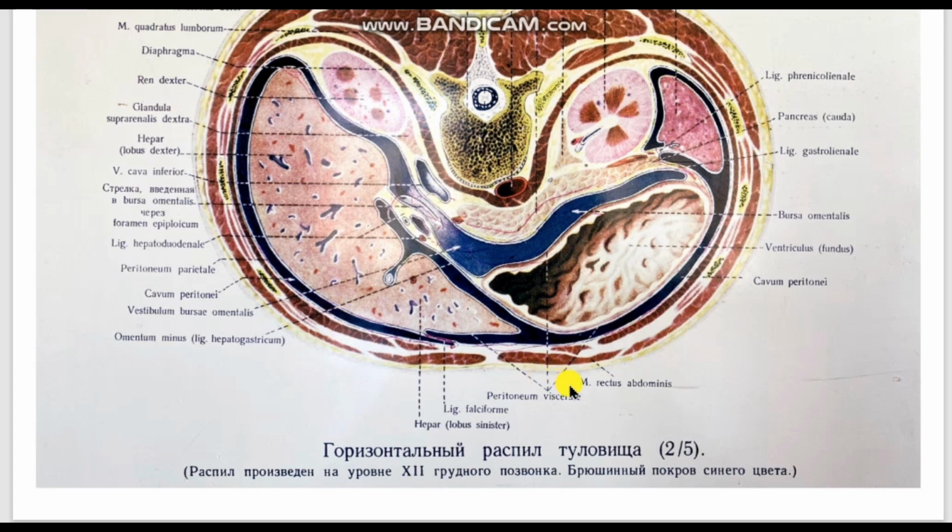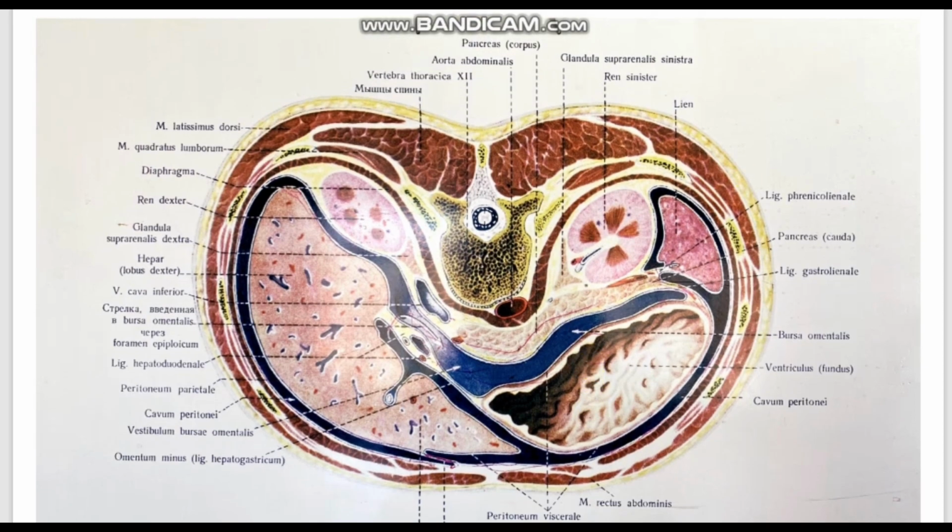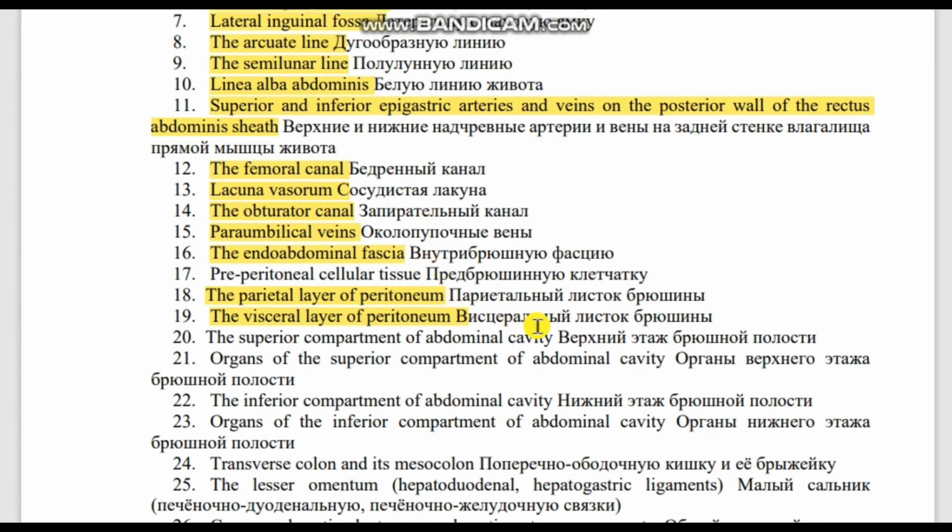Here you can see peritoneum viscerale. This is the visceral peritoneum. Okay, this one also, that is coming from viscera. Viscera means internal visceral organs. Next structure, you have here the superior compartment of abdominal cavity.